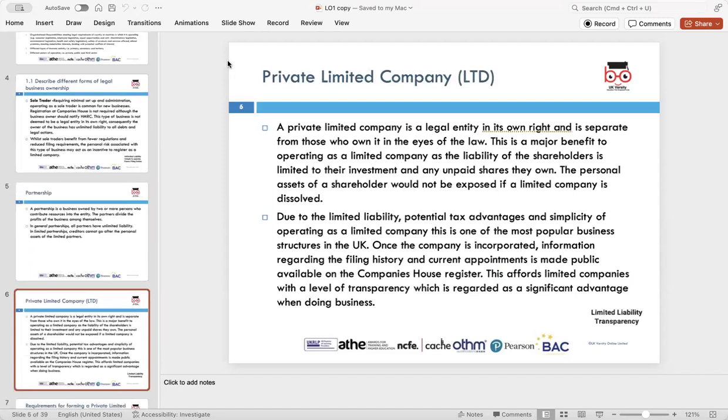Then the next one is private limited company. As far as the law is concerned, a private limited company is a separate legal entity from the individuals who own it, because the law recognizes it as a separate entity. When a limited company is in operation, the responsibility of the shareholders is restricted to the amount of money they have invested and any shares that have not been paid for. This is a significant advantage: even if a limited business were to be dissolved, the personal assets of shareholders would not be put at risk.